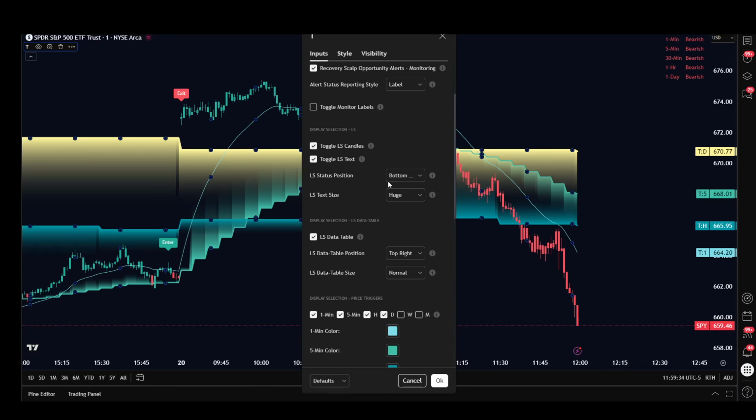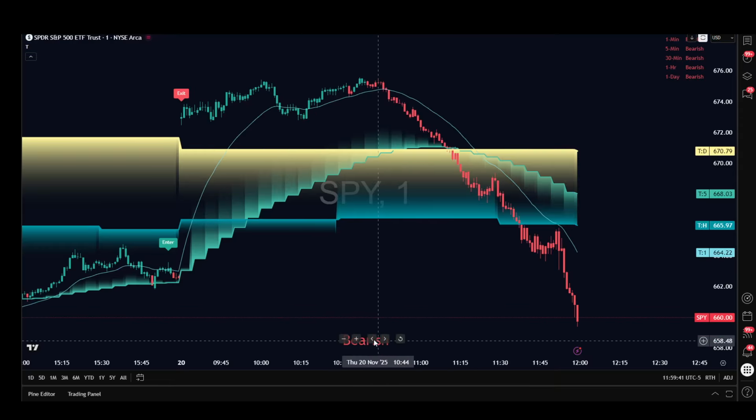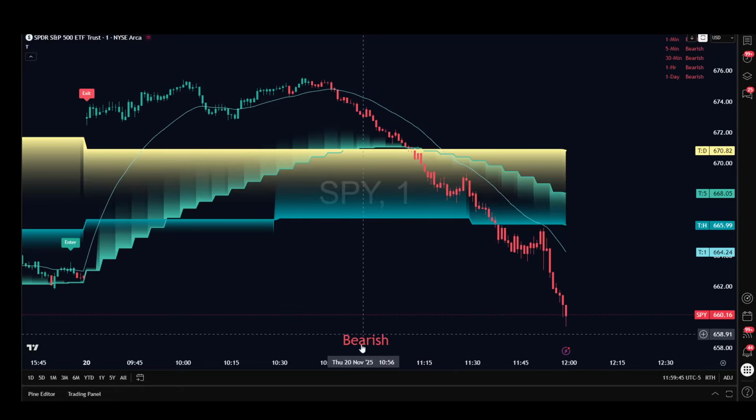Now you could also move it to anywhere you want, top left, top center, top right. You could also change the size. I like having it on huge in the bottom because anytime I look at the chart, I know I don't want to go long if things are bearish. I want to be short and I want to always be able to see if things are bullish or bearish.